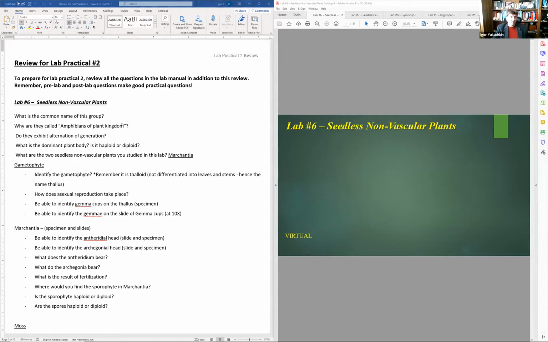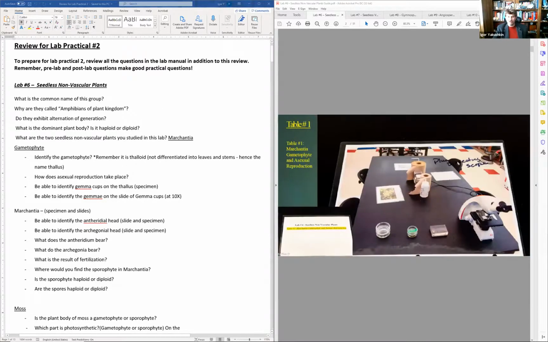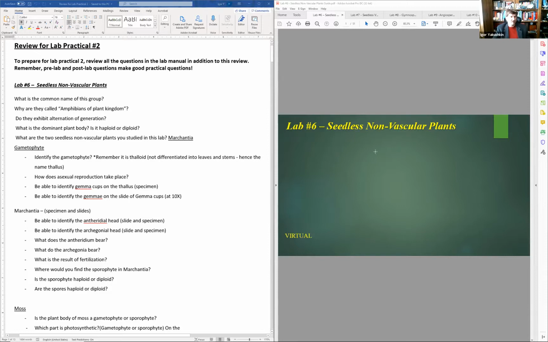Lab practical 2 review. First one is the seedless non-vascular plants.